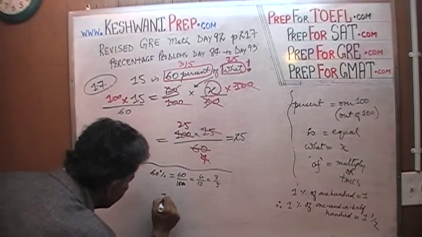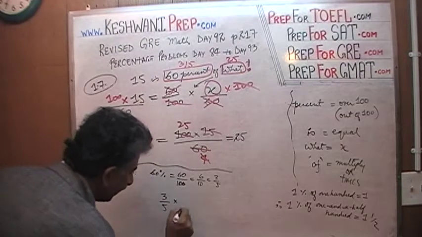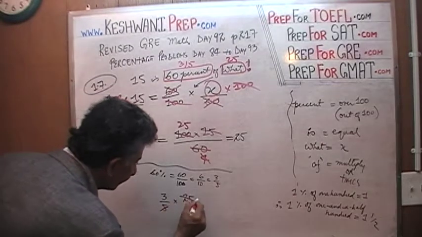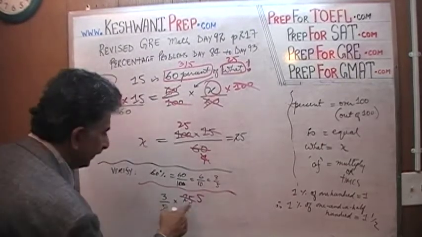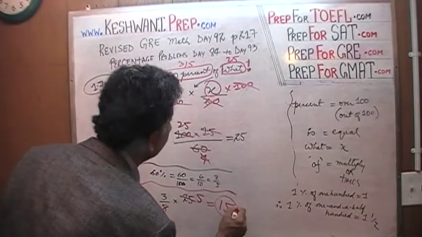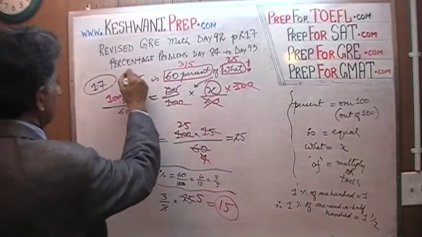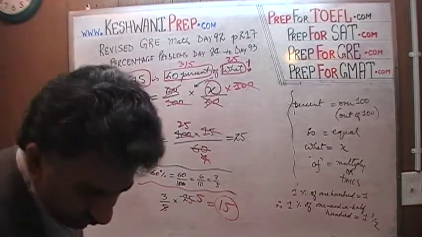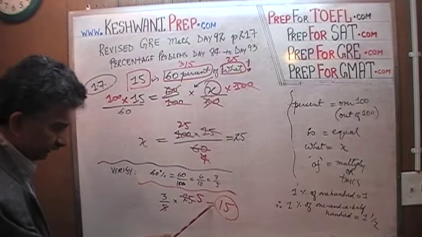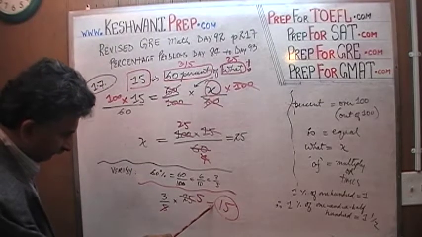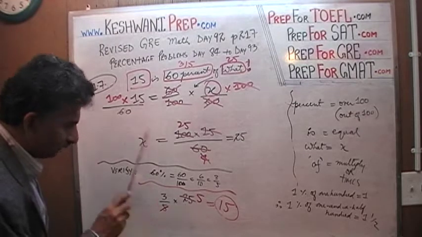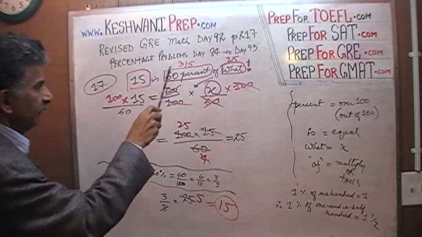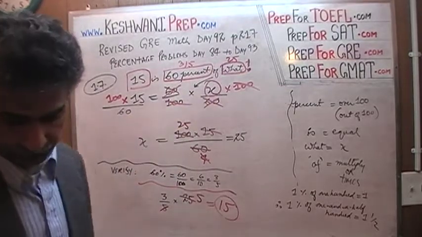3/5 of, you see, of means multiply, of 25. If you divide top and bottom by 5, you get 5 on the top. And 3 times 5 is 15. Voila. 15 is in fact 15, as you can see here. 15 is in fact 3/5 of 25, which is what we're claiming here. 15 is 3/5, which is 60%. It makes sense. It works.